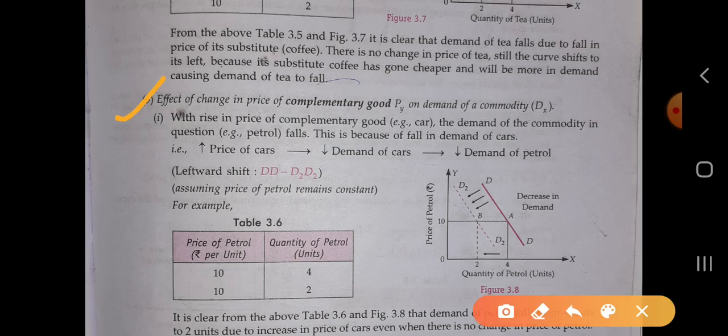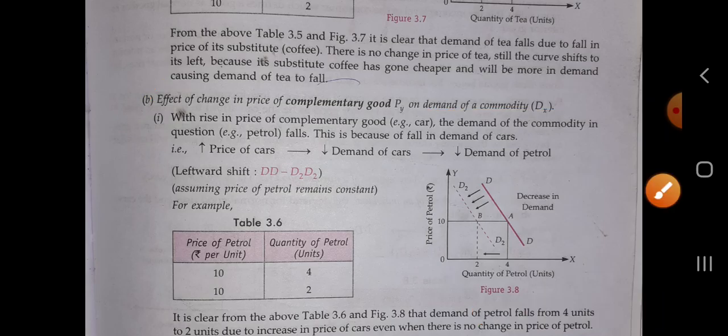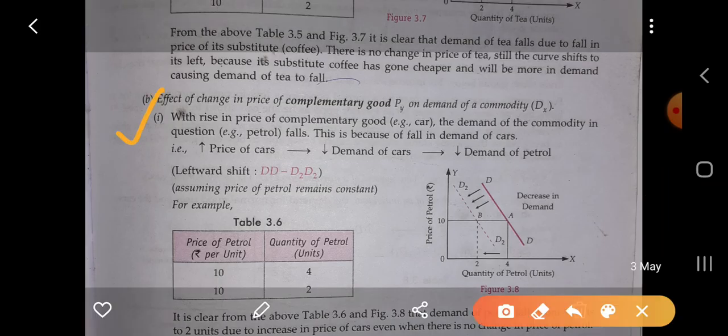Effect of change in the price of complementary goods Py on demand of Dx. Okay, what will be the effect of the price of the y commodity on the demand of the x commodity? We have taken the price of y and demand of the x commodity. With a rise in prices of the complementary goods, meaning goods which are used together and we cannot separate both of them. So for example, car and petrol are both used together.